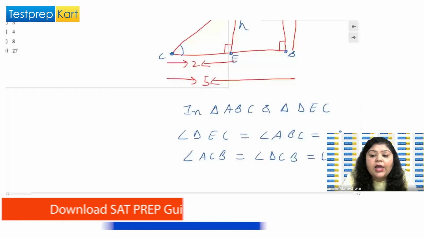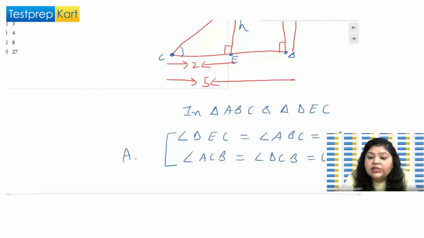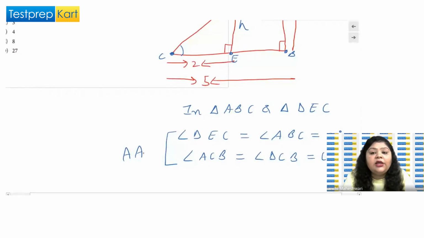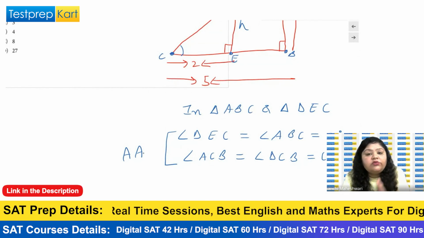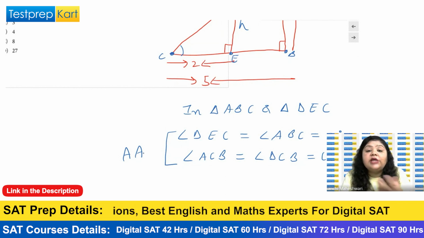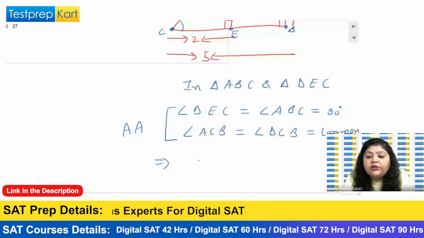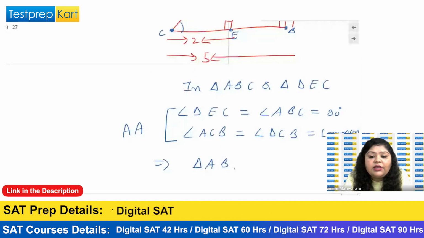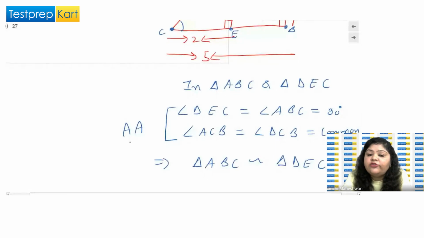So I have these two triangles and two of the angles of these two triangles are the same. So can't I say that it has angle similarity? Of course, because if two angles of the triangle are the same, obviously the third one would also be the same. So definitely I can say that triangle ABC is similar to triangle DEC, because we do have angle similarity.